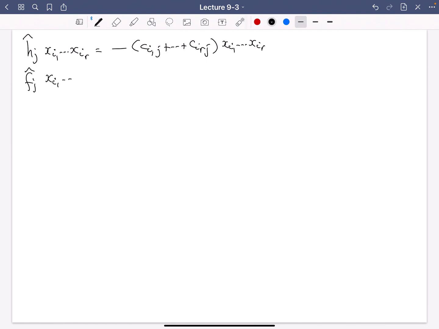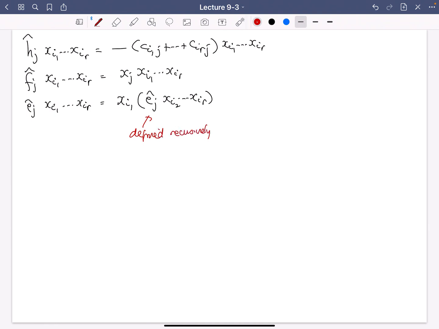f_j hat is the easy one. It's going to just act by multiplying on the left by x_j. And e_j hat, well, this one's going to be defined recursively, so I'm going to act by e_j hat on the stuff after the first term. For that to make sense, I've got to tell you the base of that recursion. So I've got to tell you how e_j hat acts on 1. That's the monomial when r is 0, and that's just 0. Maybe I should put dots in all of my actions to make it clearer what's going on. Okay, I haven't quite finished the definition of e_j hat. It's that recursive thing, and then Kronecker delta i_1 j, and then the scalar (c_i2j plus through c_irj) times x_i2 through x_ir.